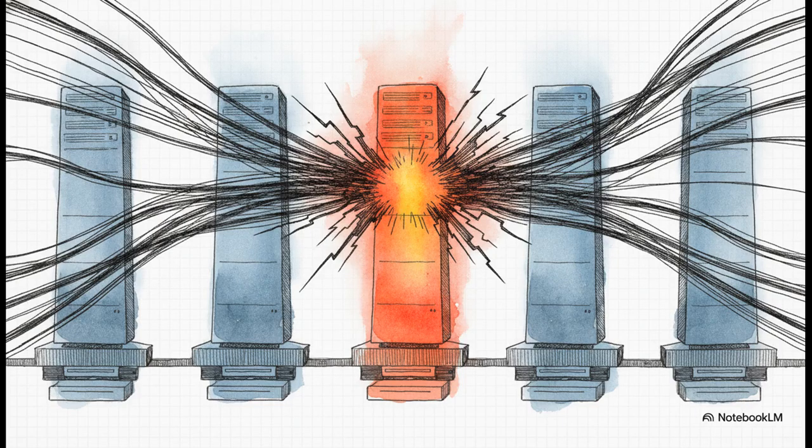Standard ECMP looks at a packet's 5-tuple. That's your source IP, destination IP, source port, destination port, and protocol. Then it hashes that info to pick a path. But here's the catch. In an AI training collective, all those gradient synchronization flows between the same pair of GPUs, they share the exact same 5-tuple.